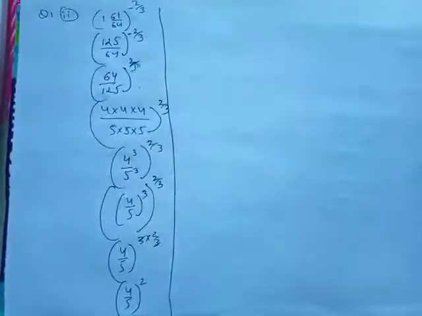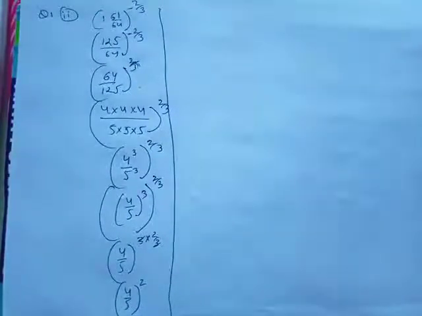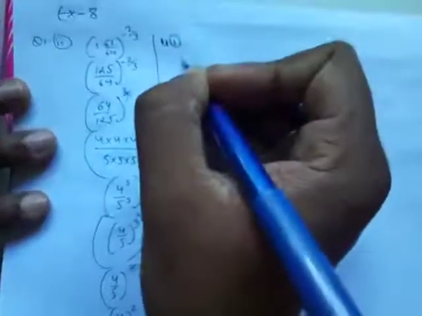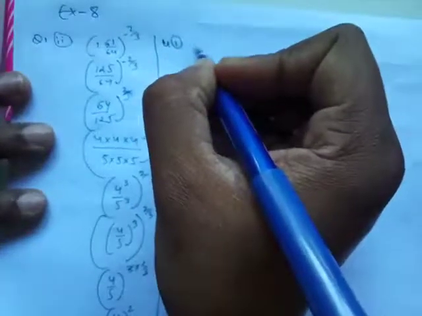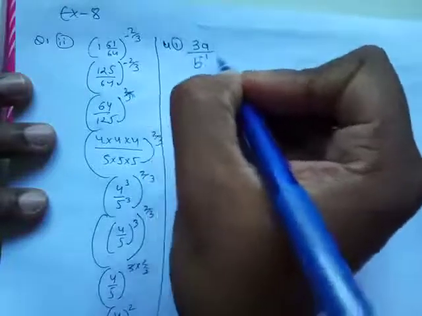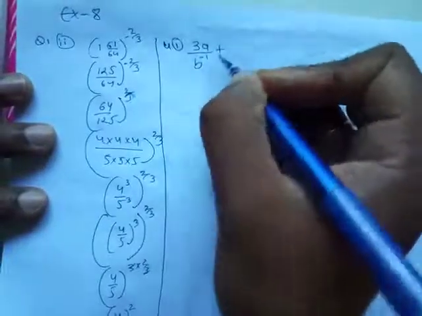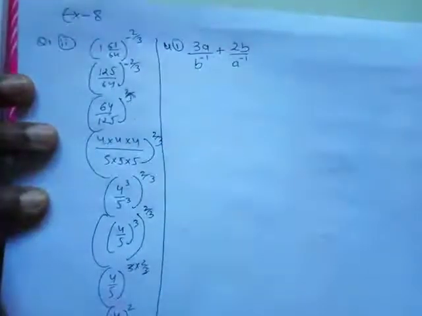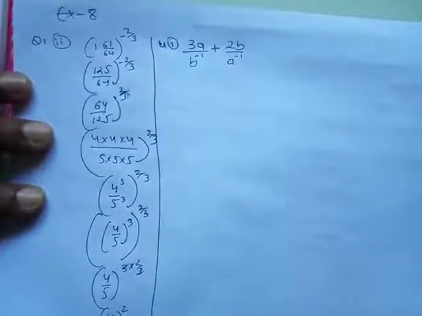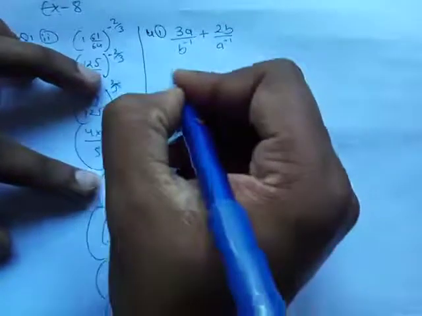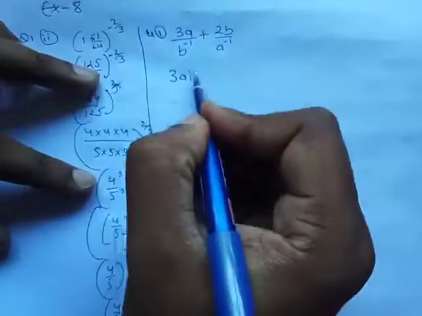Now we'll see question number 4, first part. Question number 4 first part is something like this: 3ab to the power minus 1, b to the power minus 1, plus 2ba to the power minus 1. Now you know, wherever you see a negative power, it can become positive by bringing it. If it's down, it's going to go up. If it's up, it's going to come down. So this b can go up, and it's going to be b to the power 1.